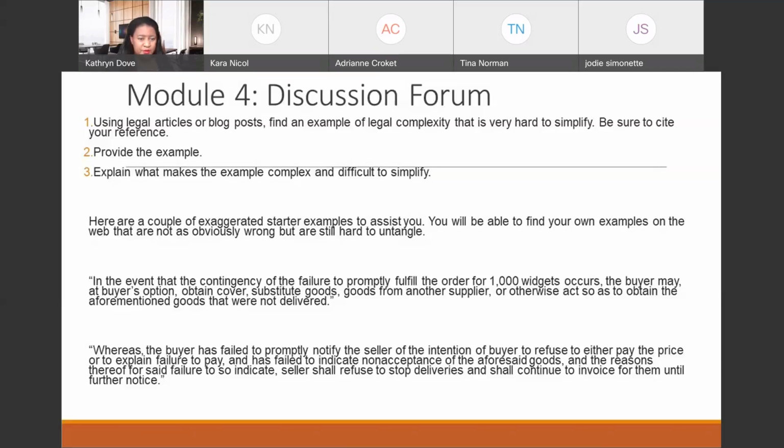Here are some examples that were given. In the event of the contingency of the failure to fulfill the order for 1,000 widgets occurs, buyer may, at the buyer's option, obtain cover, substitute goods from another supplier, or otherwise act so as to obtain the aforementioned goods that were not delivered. Jody, what would be an easier way to say that?